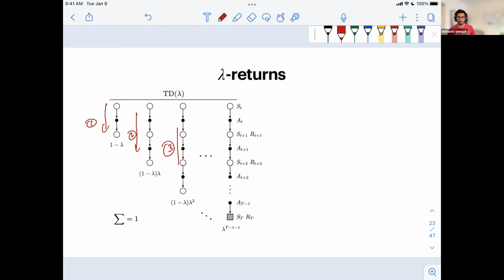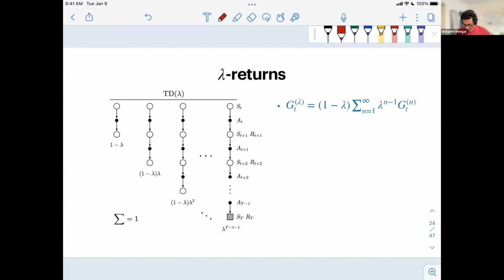The simplest way could be to have a weight of 1 by n for all the n-step returns that you are considering. That is also a valid target. Another way, which lambda returns do, is a convex combination of all the n-step returns. Here, the convex combination is controlled by the parameter called lambda. That's why we call it lambda returns.